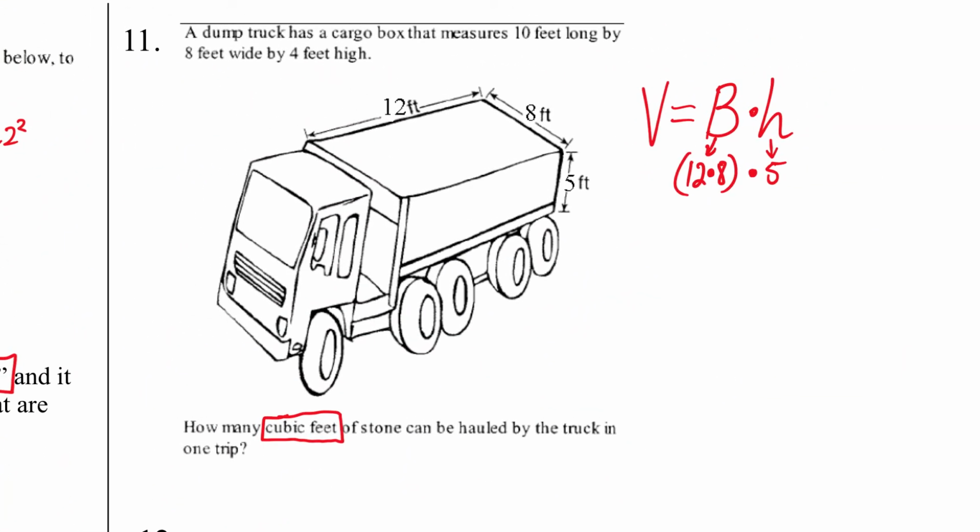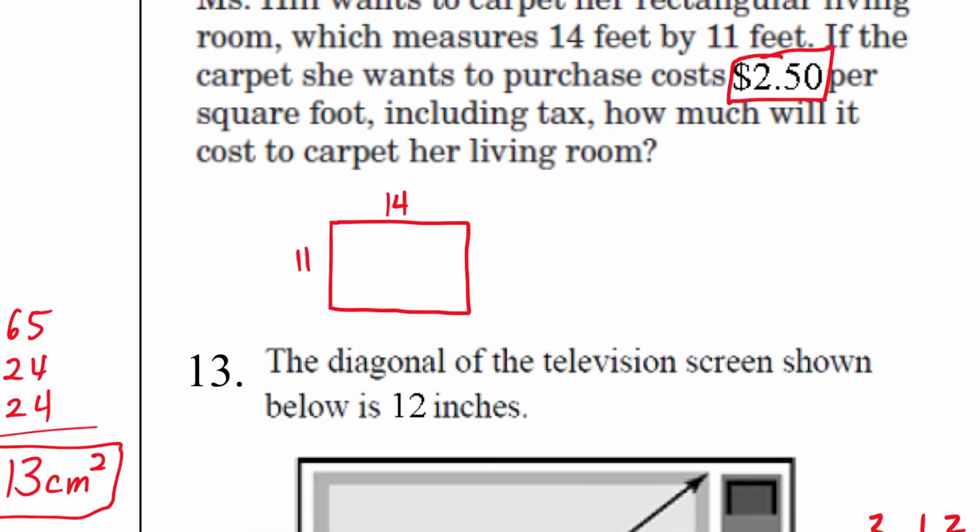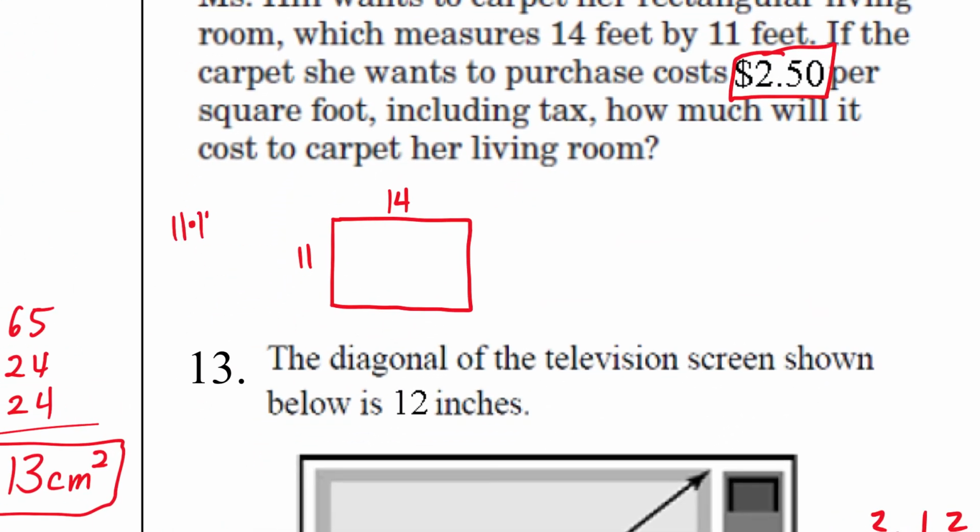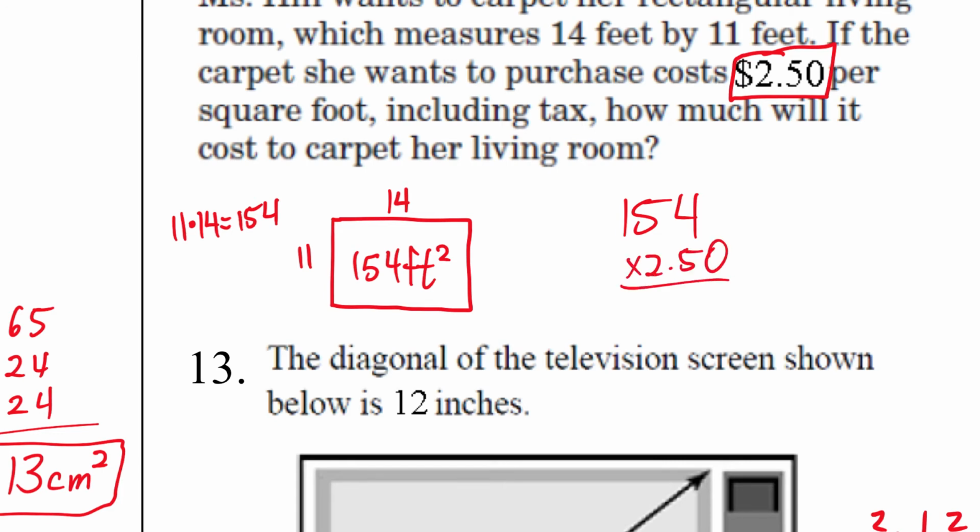Okay, number 11, we already set that up. You just multiply 12 times 8 times 5, and you should get 480 cubic feet. So on number 12, we've got to find the area here first. We do 11 times 14, which is 154. Then we got to find the price. So I'm going to do 154 times $2.50 per square foot. That's going to end up being $385.